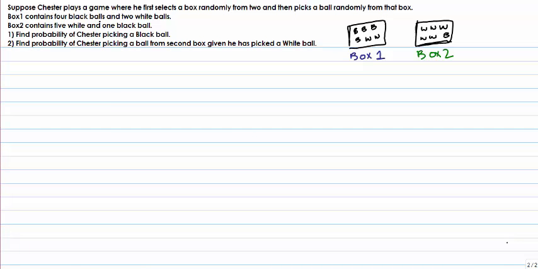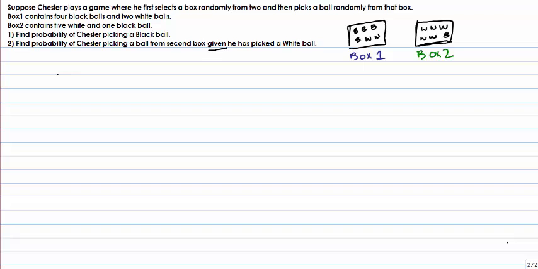Okay, so here is our example. Here our player selects a box randomly from 2 and then picks a ball randomly from that box. In box 1 we have 4 black and 2 whites, and in box 2 we have 5 whites and 1 black. The first part of the question asks us to find the probability of Chester picking a black ball. So you see there is no given condition here, which is in part 2 where it is explicitly stated to find the probability using the given condition.